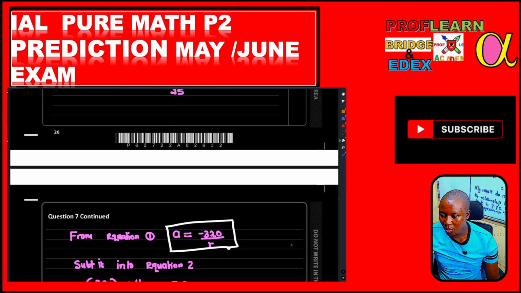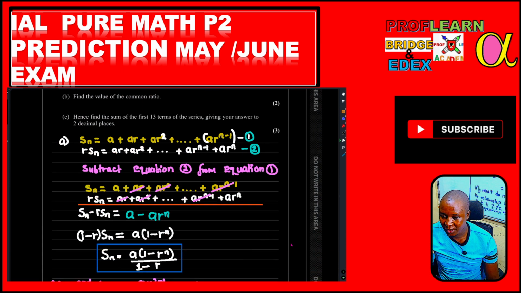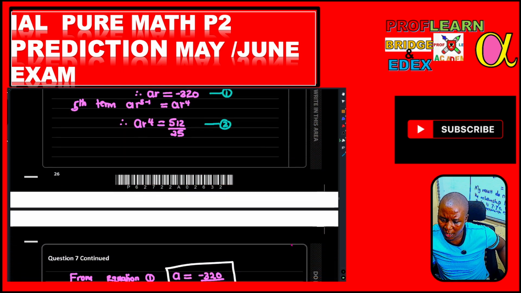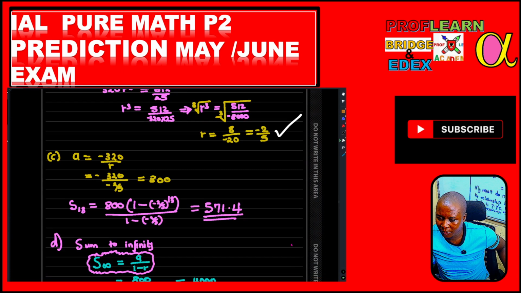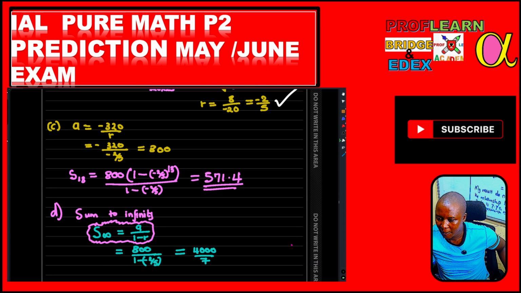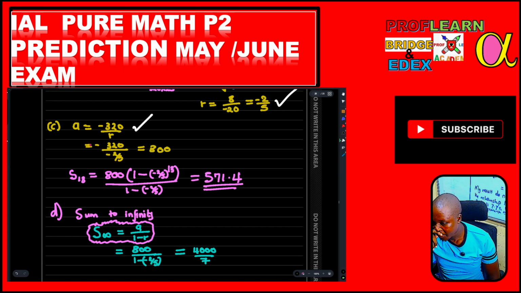Next question we were supposed to look at is to find the sum of the first 13 terms of the series, giving your answer correct to 2 decimal places. So we are going to use the formula. Before we use the formula, we need to work out the value of a, since we know the common ratio, and this was the first equation that we had expressed in terms of a. We are going to get the first term translating to 800. So the first term is 800.